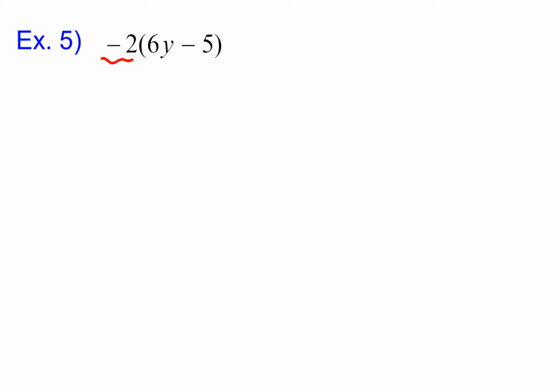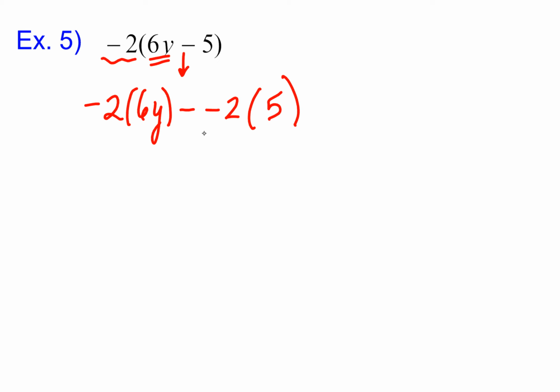So once again, we're going to take this -2 and we're going to multiply it to everything inside. So here is a 6y. We're going to write that down. We're going to bring down the minus sign, and here we have a -2 times 5. Remember I said, watch out for those double negatives. Make sure you're writing them down. Don't assume because that's a -2, it's the same one. It isn't. You have to bring that down.